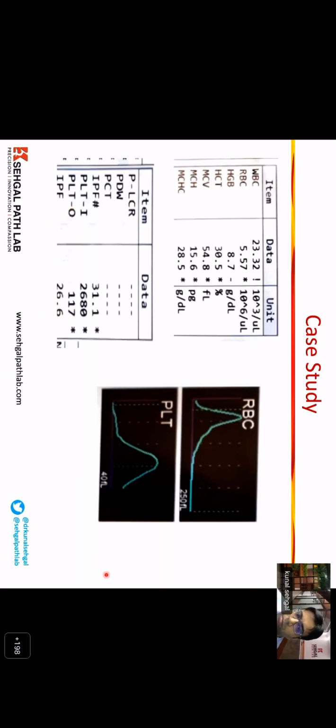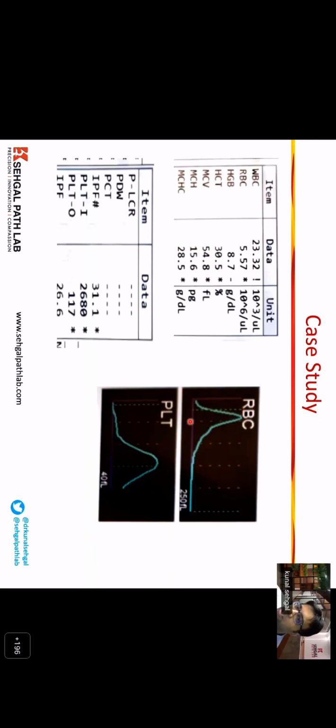Sir, 1,17,000, because there is a microcytic picture as is evident by the MCV, and that has been incorrectly counted by the impedance machine. Super. So you have passed me in my exam. I have succeeded in teaching you the importance of the histogram. Thank you.